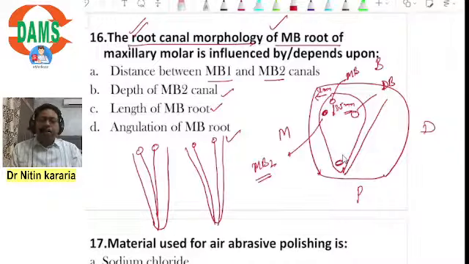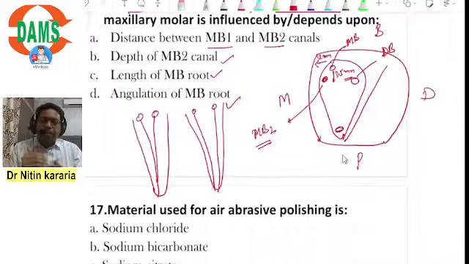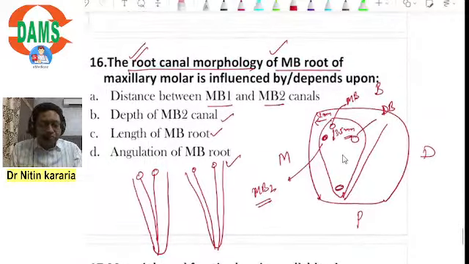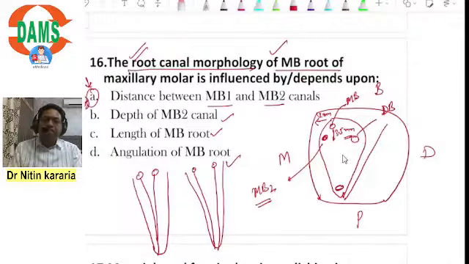So depending upon the distance between the MB1 and the MB2 canal, the root canal morphology of the mesiobuccal root of maxillary molar changes. So option A is the answer to this question. The root canal morphology depends upon the distance between the two orifices. If they are close together, they are more likely to join. If they are separate, they are more likely to exit as separate canals to the apex.